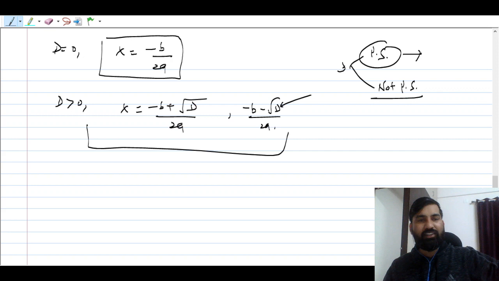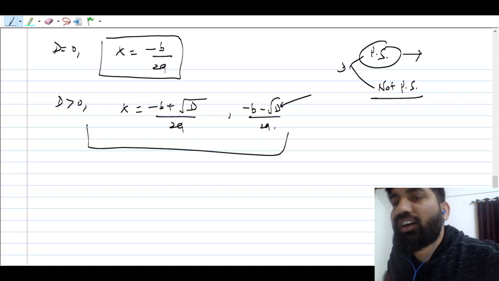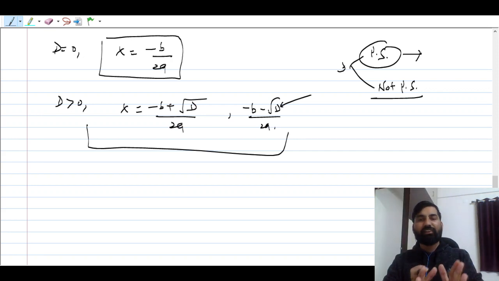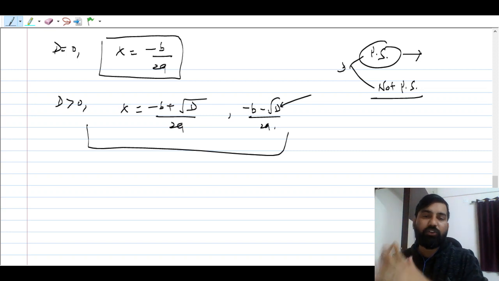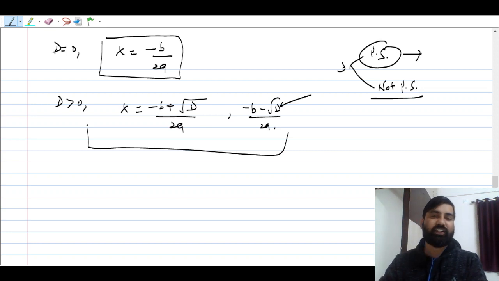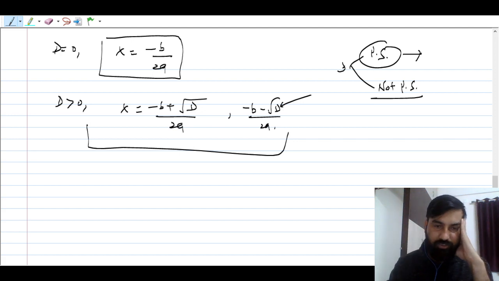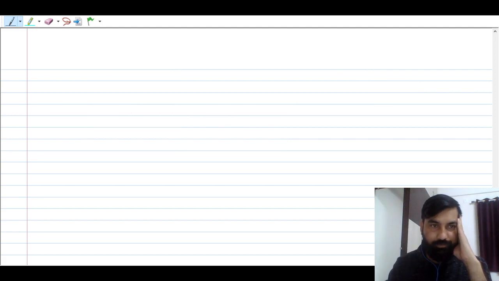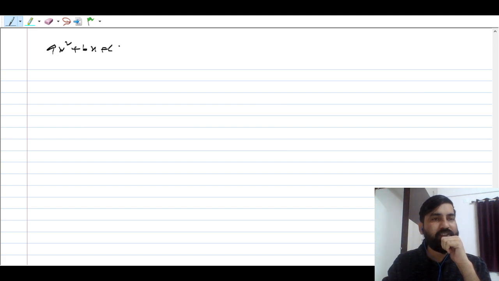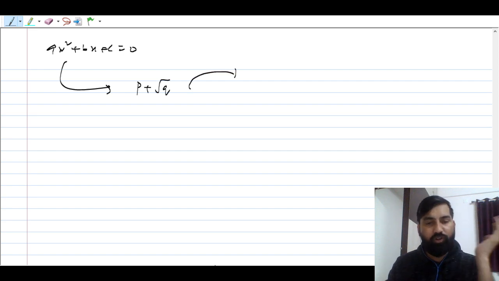That we have discussed. So in case of imaginary roots, the discriminant should be negative, right? So p plus i q, suppose this is one root of a quadratic equation, then the other root must be the conjugate of that. You have to remember that. And suppose your quadratic equation is ax square plus bx plus c equal to 0. It has one root that is p plus root q. So another root you don't have to determine, right?